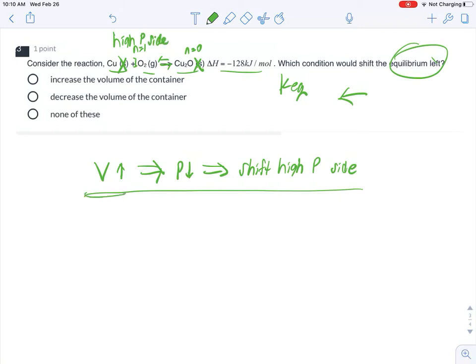Okay, so if we increase the volume, that leads to a decrease in pressure, and this reaction will shift in a way to counteract that. So it will shift towards the direction where it creates more gas molecules or a higher pressure. So this will shift to the high pressure side, which is the left. Okay, and that's what's happening here. Okay, so we do want to increase the volume. Okay. If in our analysis this came out to be backwards, we would see what happens if we decrease the volume of the container. Okay.